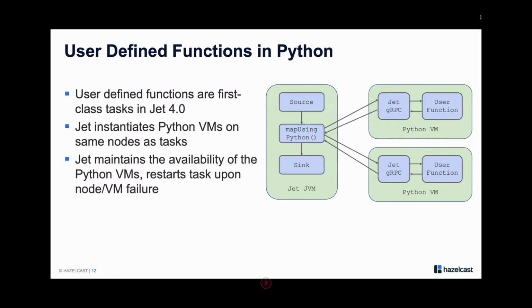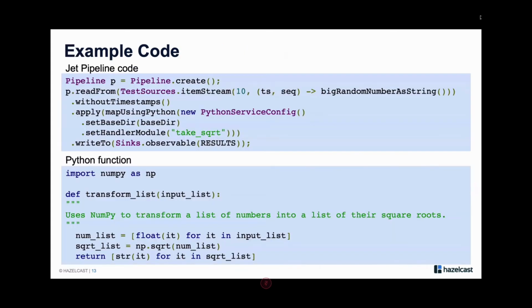Let me just walk through the example code really quickly, and I think this is going to be pretty straightforward for most of you. If you look at the Jet pipeline code, you start off by simply instantiating the pipeline, and then the next line you have a read from. What that's basically saying is, first of all, read from a file, which is in the test sources class, and then that will be presented as an array of numbers. Then if you jump down to the apply line, the fourth line down, we're calling the map using Python method and setting up the configuration for the Python code.